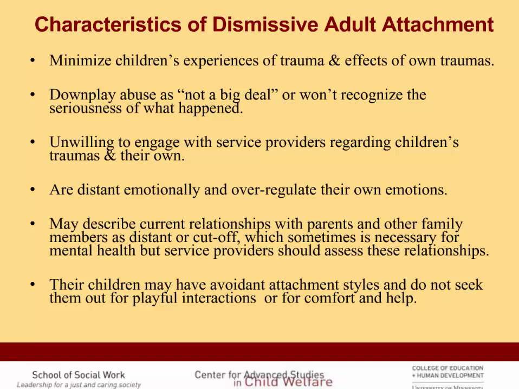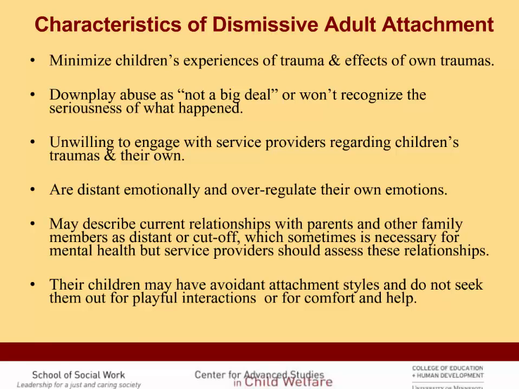They may describe current relationships with parents and other family members as distant or cut off, which sometimes is necessary for mental health, but service providers should assess these relationships. Their children may have avoidant attachment styles and do not often seek them out for playful interactions or for comfort and help.